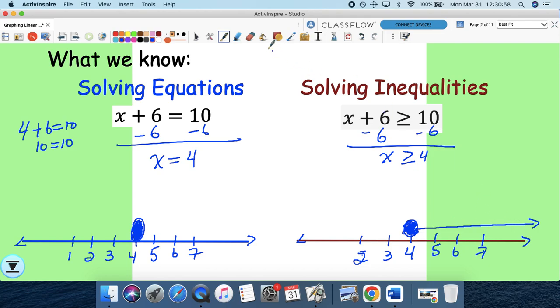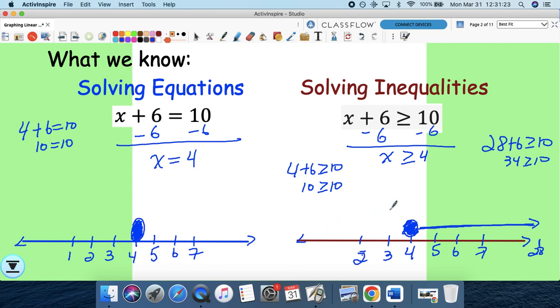And you can always test it out. So pick 4. If you pick 4, you get 4 plus 6 is greater than or equal to 10. Does that make that inequality true? It does. If you pick, I don't know, 28, add that to 6. Is that greater than or equal to 10? Yes, it is. And where's 28? 28's to the right. It's here, right? And numbers to the left, they won't work.